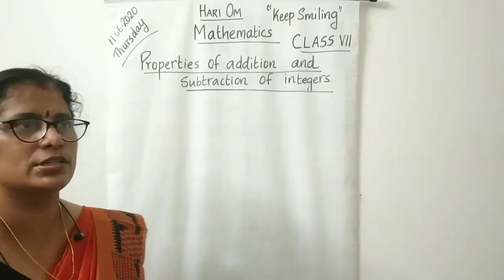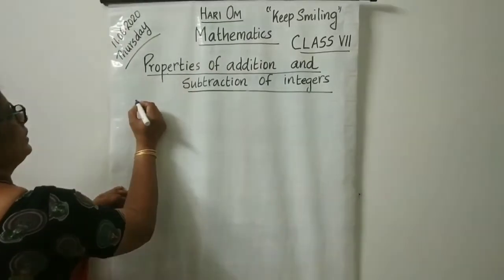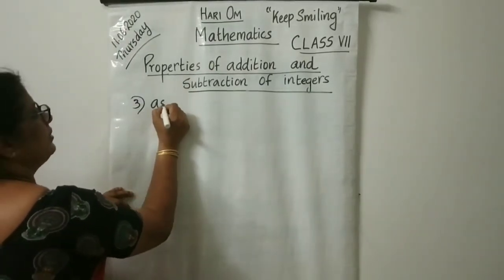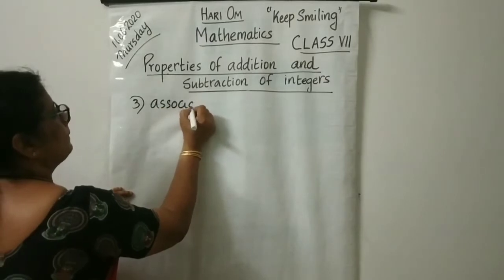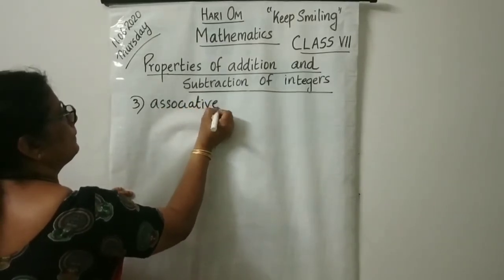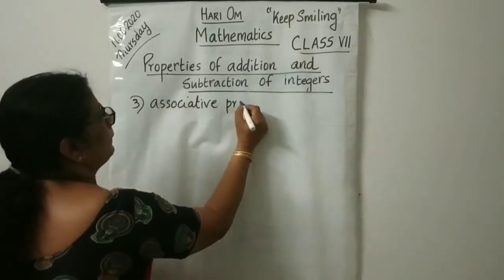Next is associative property. Third property is associative property.